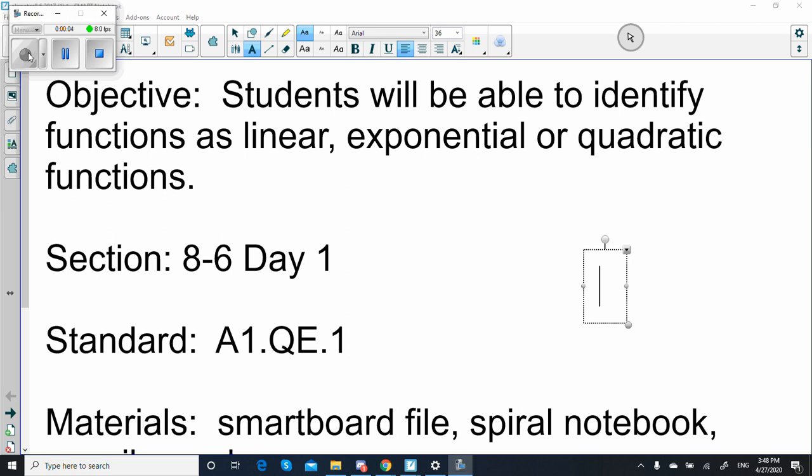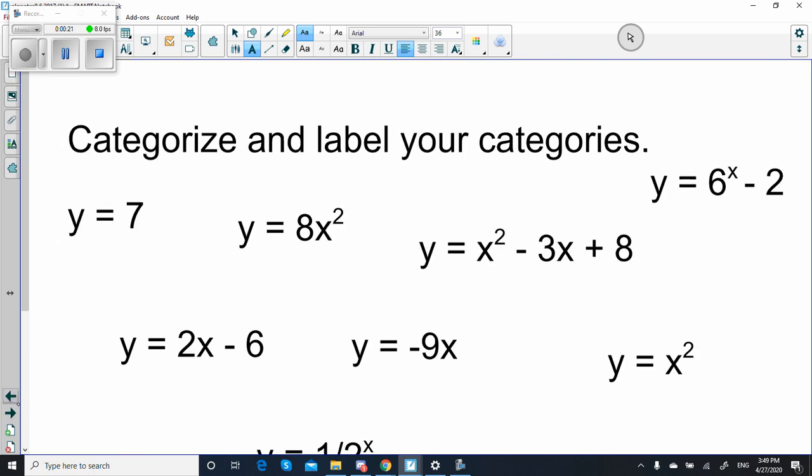We're going to do the last section in Chapter 8. We're going to decide based on points given and tables whether a function is linear, exponential, or quadratic. So we can tell by a picture or we can also tell by a table. And you'll see a pattern emerge as we do that.